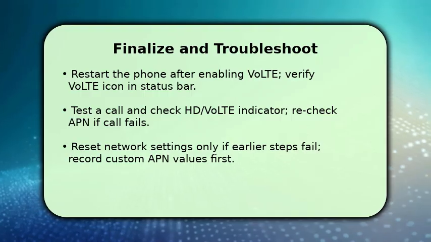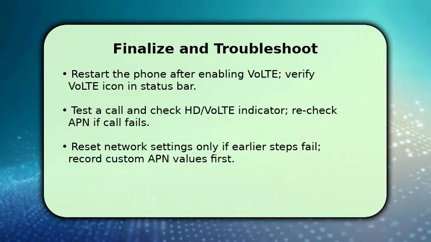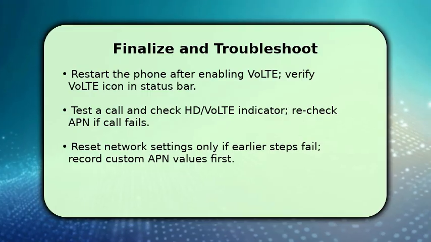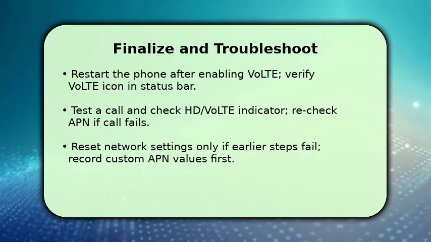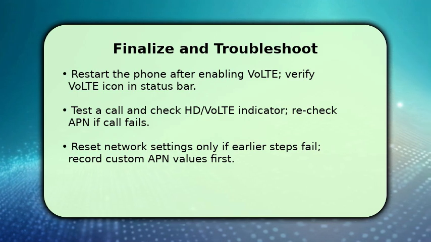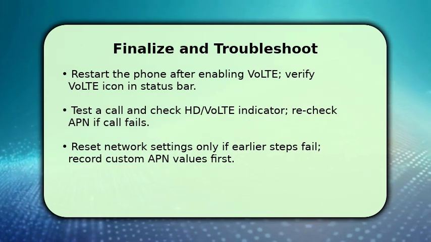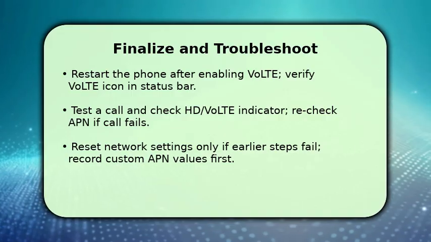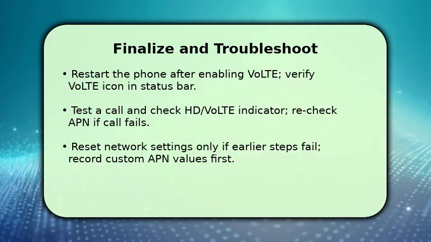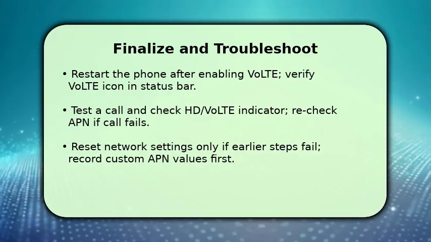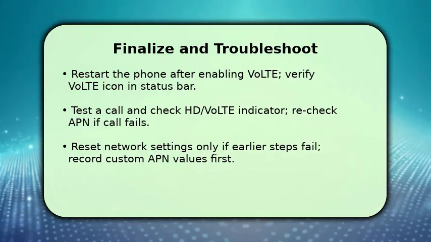If you don't see VoLTE, reopen APN settings and compare values with carrier documentation or toggle the SIM preference between slots. If problems persist, reset network settings, but note down any custom APNs first. That reset often fixes conflicts preventing VoLTE registration.